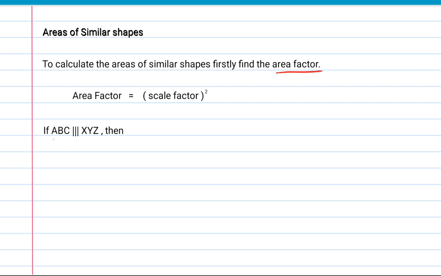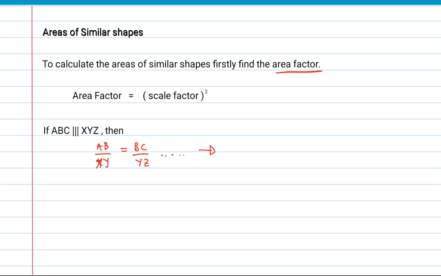Let's say, for example, you have been given that triangle ABC is similar to this one. You did your AB over XY is equal to BC over YZ, and so on. You did this, and after doing that, you then got a scale factor. You got a scale factor, right?